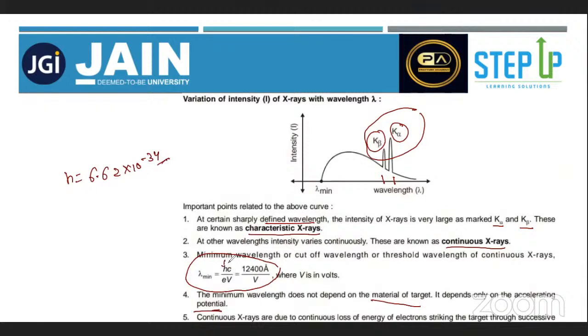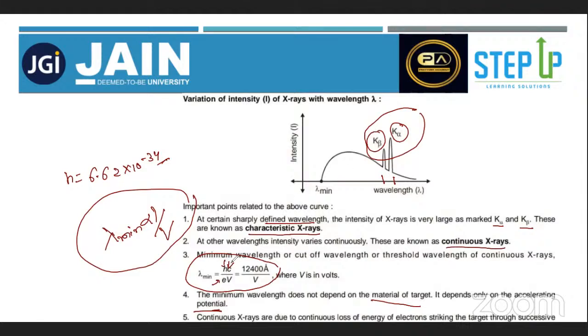h is Planck's constant, c is the speed of light, and e is the electron charge, which is 1.6 times 10 to the minus 19. So it only depends on V, and how it depends is that lambda minimum is inversely proportional to the volts. This is how it is related. Next, the continuous X-rays are due to continuous loss of energy of electrons striking the target through successive collisions. So collisions are happening, and because of that energy losses are happening. So because of that, you get this. You have to know this for the continuous spectrum, or the continuous X-ray.